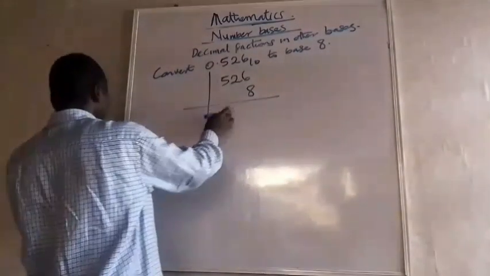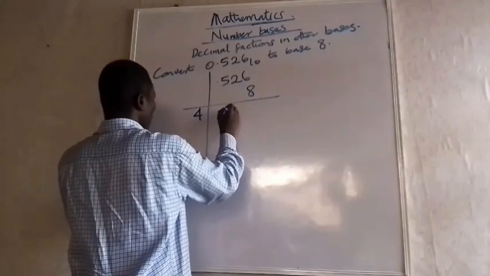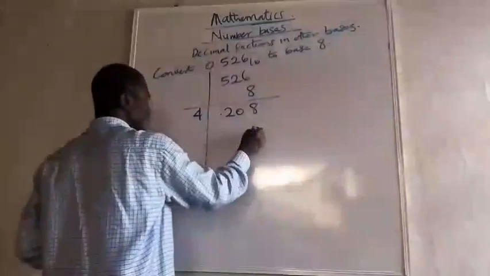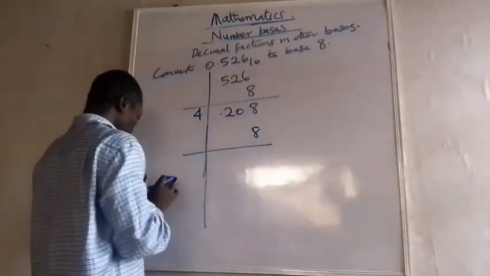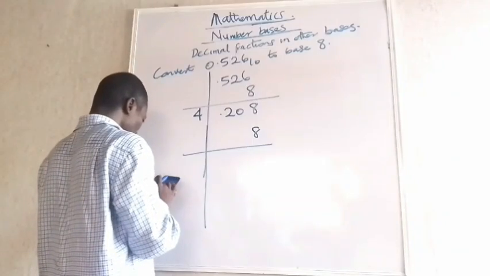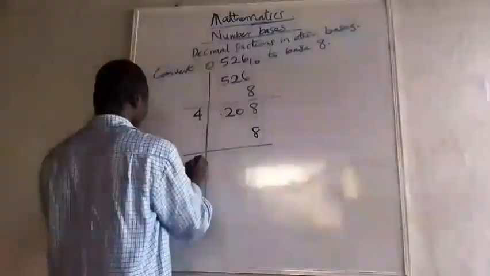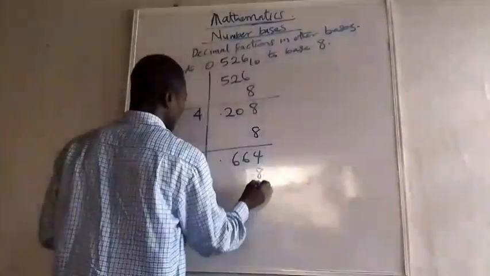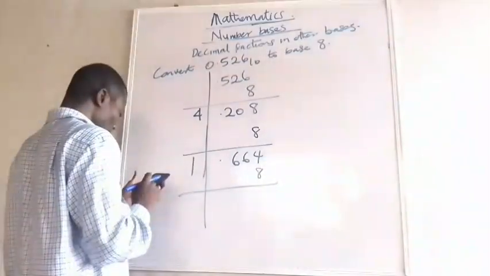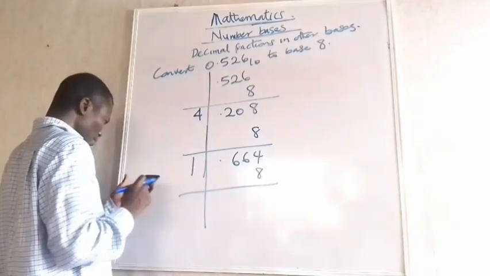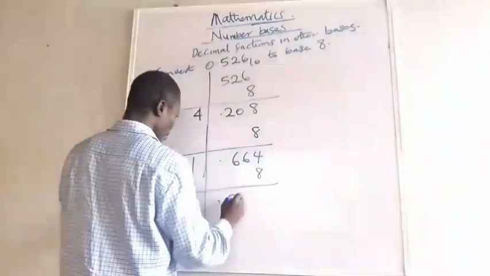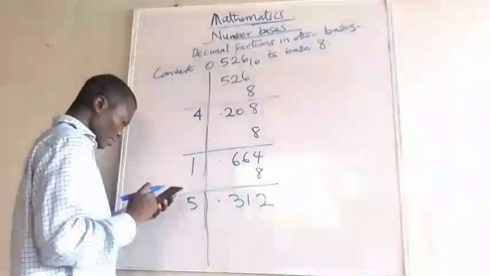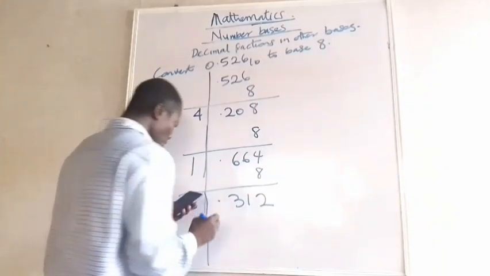So, this is going to give me 4.208. The next step is I will multiply this fraction side by 8 again. So I'm going to have 1.664. I'm going to multiply this by 8 again. So I'm going to have 5.312. I will continue until I am satisfied. Let me do it one more time.